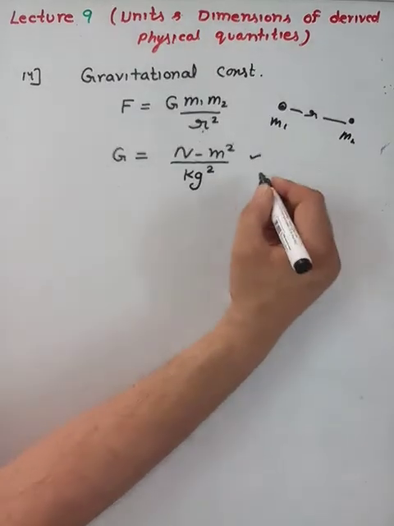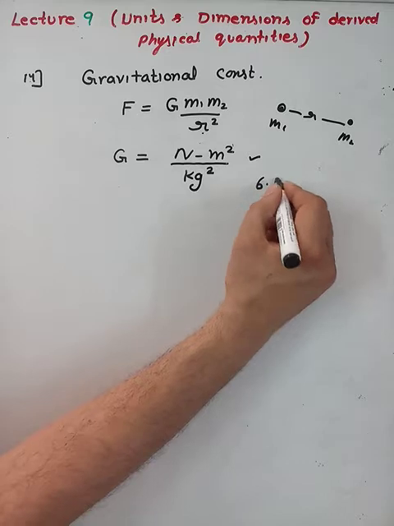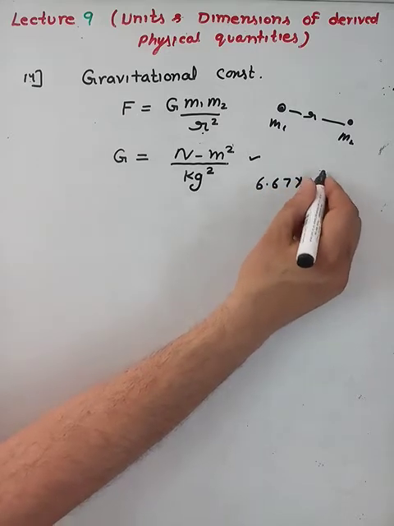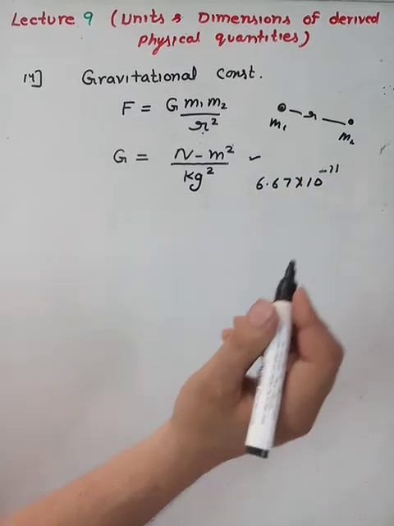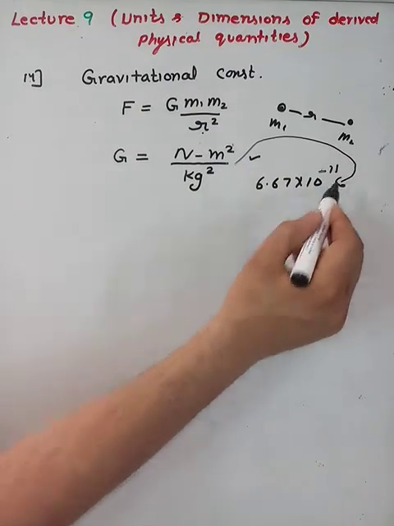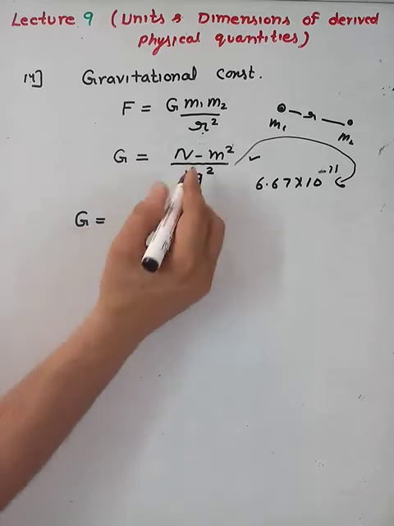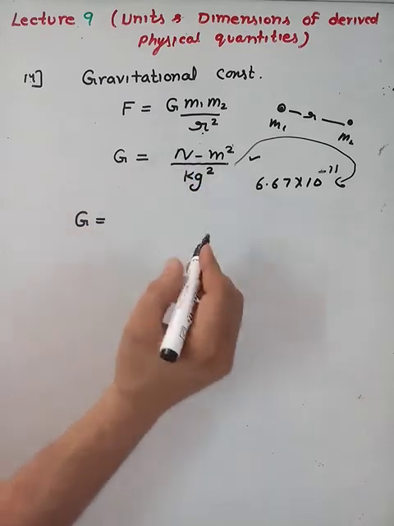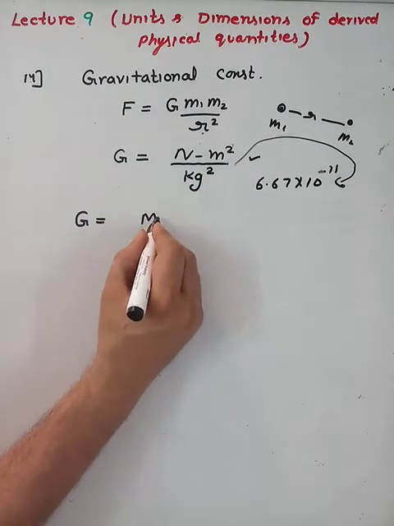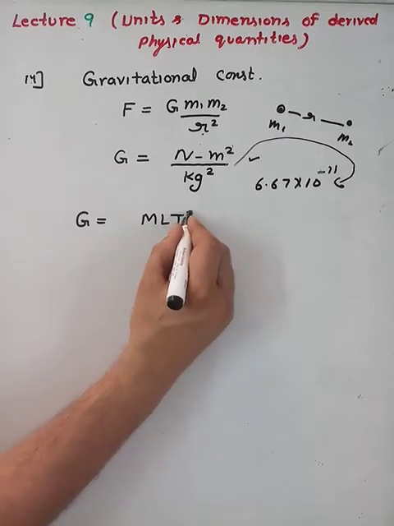I think everybody knows about the value of this constant. It is 6.67 into 10 to the power minus 11 with this unit. Now we have to find the dimension of G. First of all, we write down the dimension of Newton, that is force, M L T minus 2.